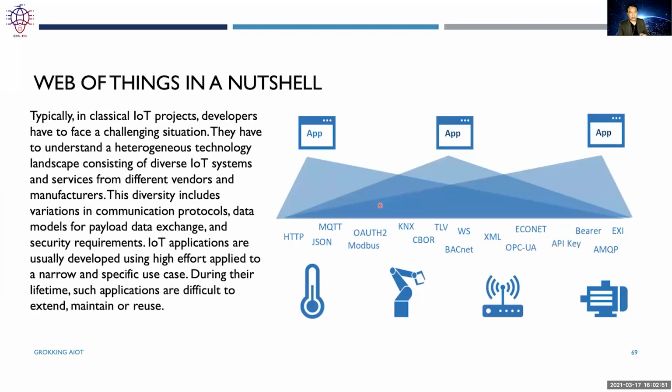So in a nutshell, typically in the classical IoT project, developers have to face a very challenging situation. They have to understand many different protocols. The technology landscape consists of diverse physical systems, services from different vendors and manufacturers. And this diversity includes many different communication protocols, data formats for exchange of data in the payload, and also many different security requirements.